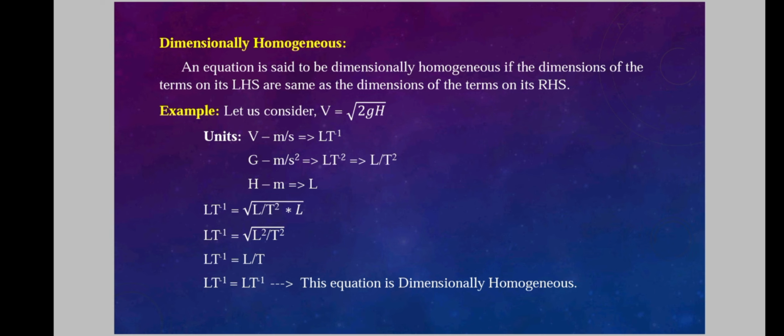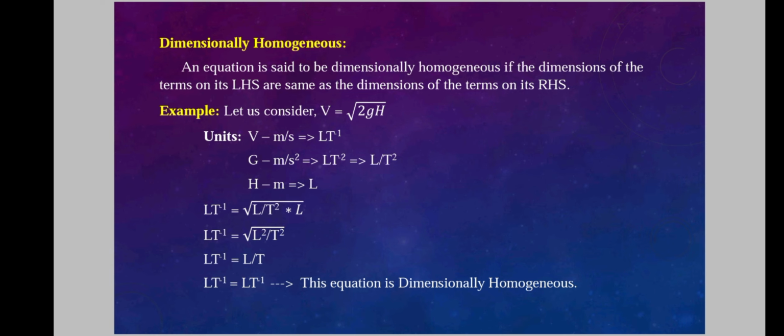An equation is said to be dimensionally homogeneous if the dimensions of the terms on the right hand side and the left hand side are equal. For example, v is equal to root of 2gh. So v, which is given in meter per second, is L T power minus 1, and g is L by T squared, and h is L. Applying on both sides.